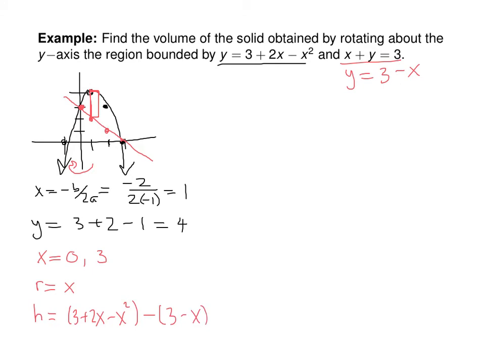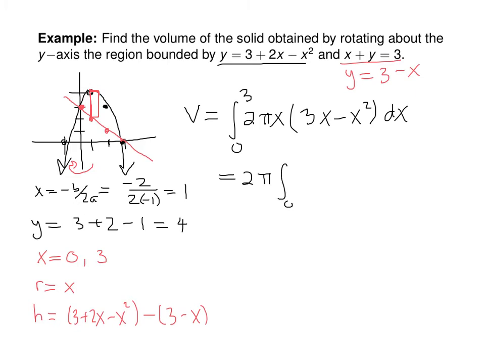So to find the volume, I integrate from 0 to 3. So circumference, 2 pi x, my x is the radius. The height is 3x minus x squared. The thickness is dx. Factor out the 2 pi, distribute the x, and we end up with 3x squared minus x cubed dx.